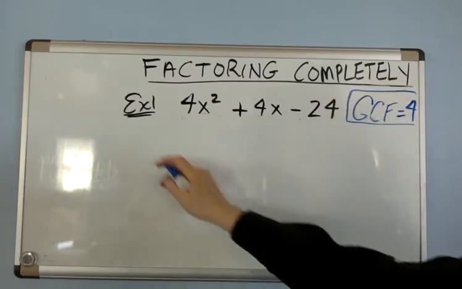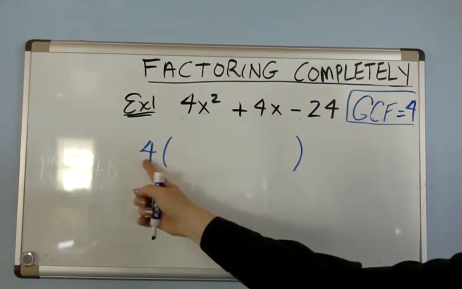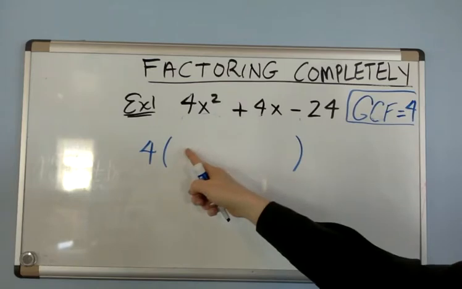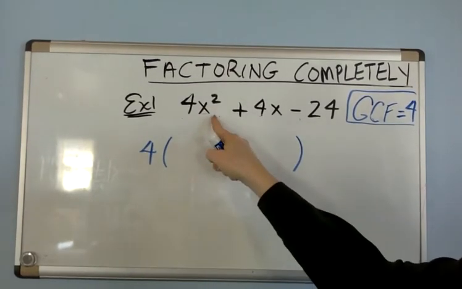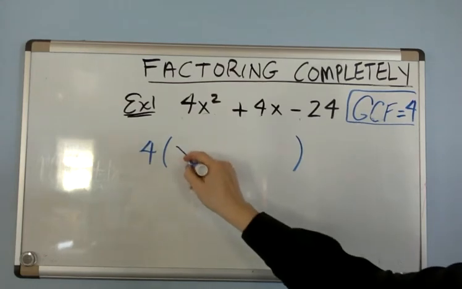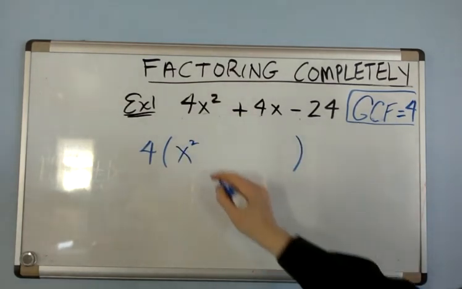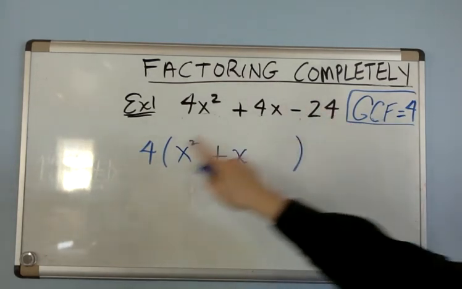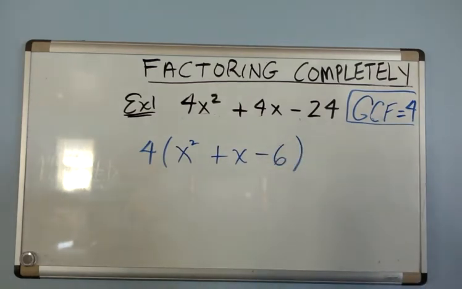So what I'm going to do first is put my greatest common factor outside the parentheses and divide each term by 4 and put those 3 terms in the parentheses. 4x squared, when you divide it by 4, is just x squared. 4x divided by 4 is positive x. And negative 24, when I divide it by 4, is going to give me negative 6. So I have 4 times this trinomial.